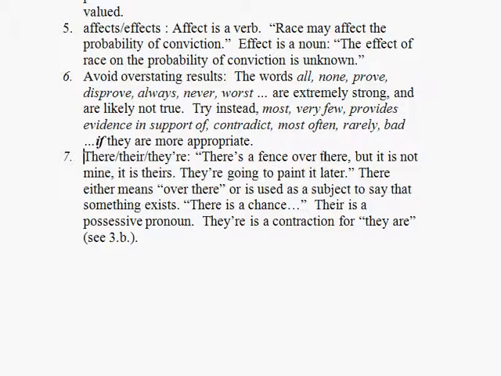There's a fence over there, so there is a fence over there, so there is a place, but it is not mine, it's theirs. Their, T-H-E-I-R, is an ownership kind of noun, theirs in this case. But their refers to a group of people. They're, that's a contraction for they are. They're going to paint it later.